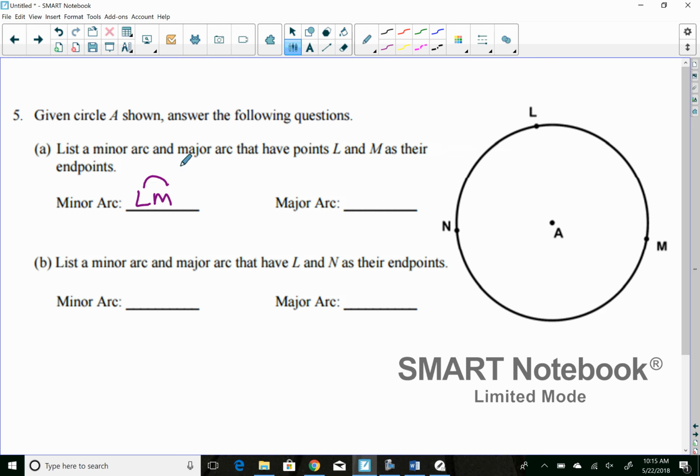A major arc would have to start at L and go counterclockwise to N and then to M. So I could say this is L, N, M as the arc. The minor arc.